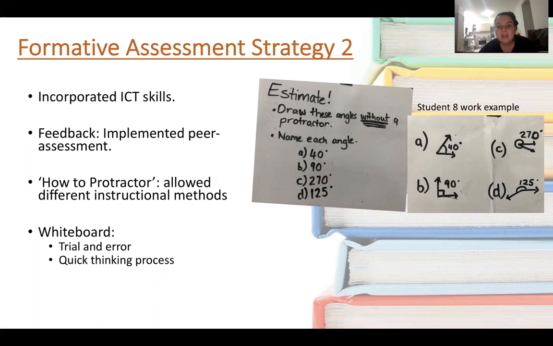And then they were also able to click on a link that told them in a new instructional way compared to how I did. So if they struggled with how I was explaining how to use a protractor, they could also look at this and see if this was better. In the next assessment strategy, they had to write an instructional method on how to use a protractor. So this was important that they did this.